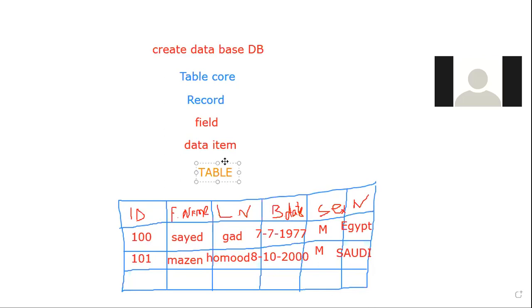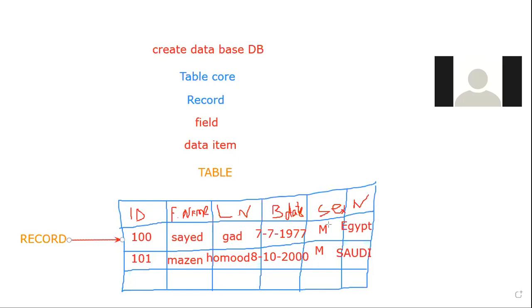Okay, now here, as Tariq said, we have some information. What I'd like to say is that any table must have something called a record. Where is the record? It means any row. Any row is called a record.